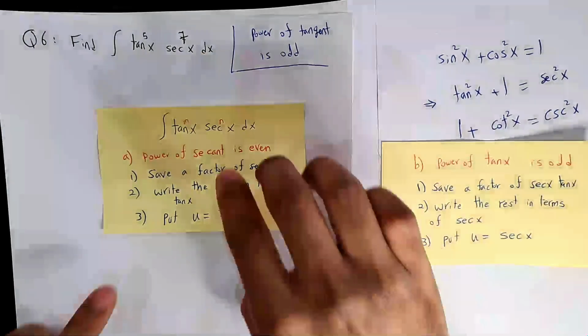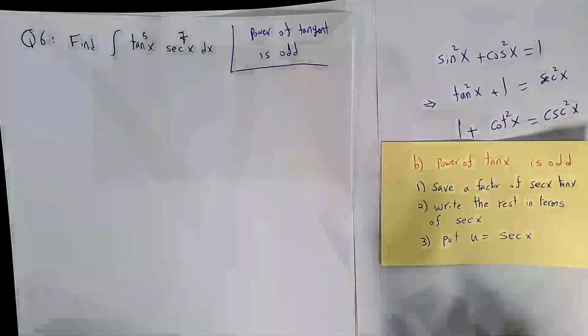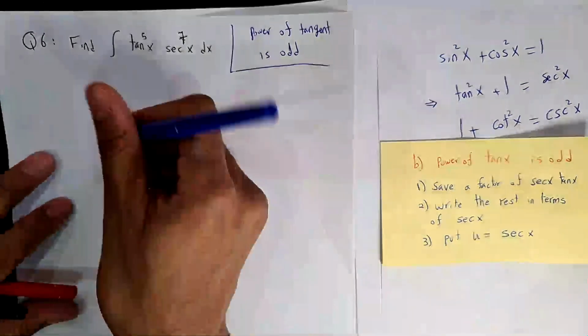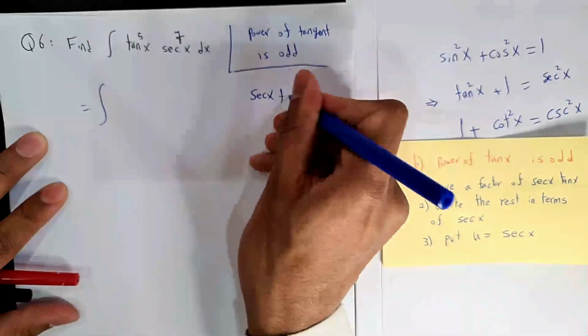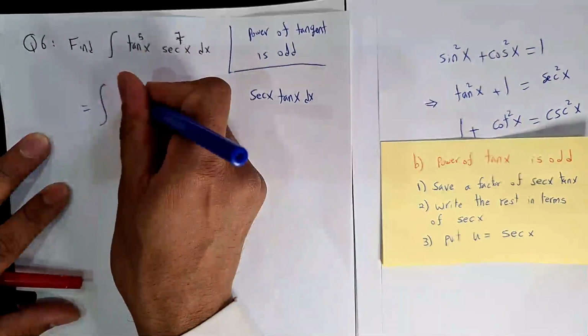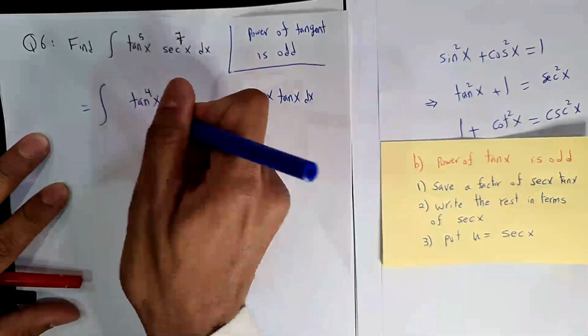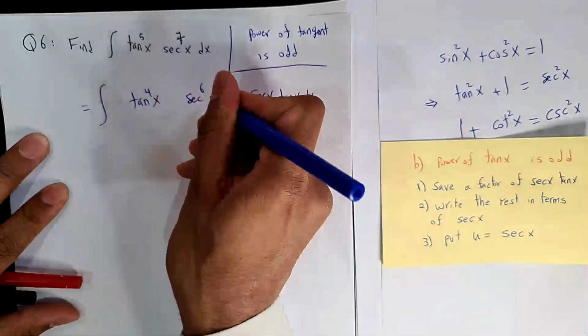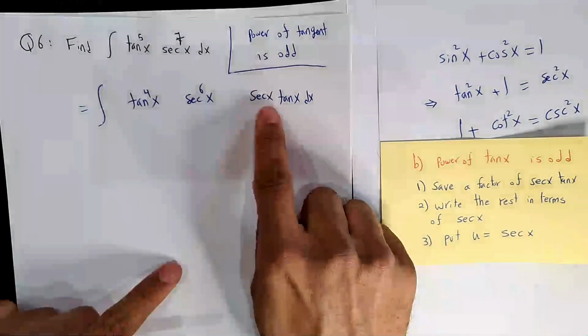Yes. So please follow this strategy. In this case, we need to save a factor of secant tan. Write secant x tan x at the end. Remember, you took 1 from here and 1 from here. So this one will be tan to the power 4x, and this one will be secant to the power 6x. Remember, this is your derivative.